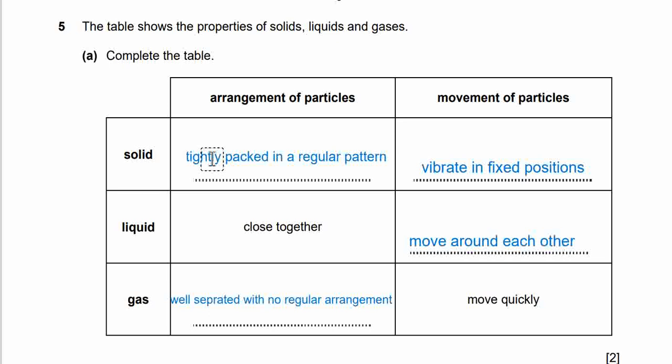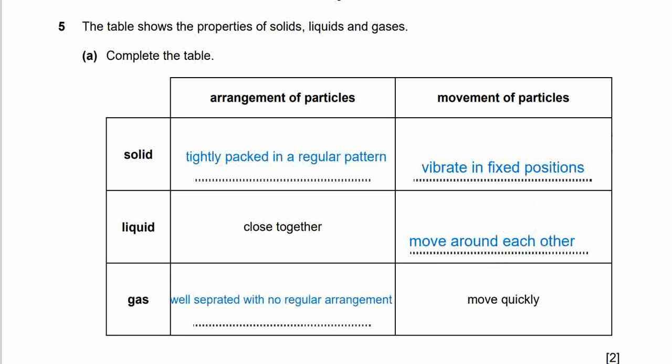So we type down our answer. Solid: tightly packed in a regular pattern. Gas: well separated with no regular arrangement. That is the arrangement of particles. Solid movement of particles: vibrate in fixed positions. Liquid: move around each other. And that's it.